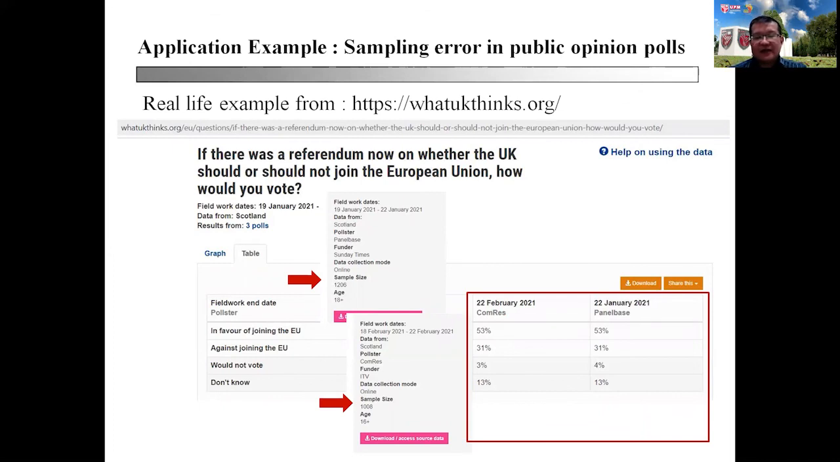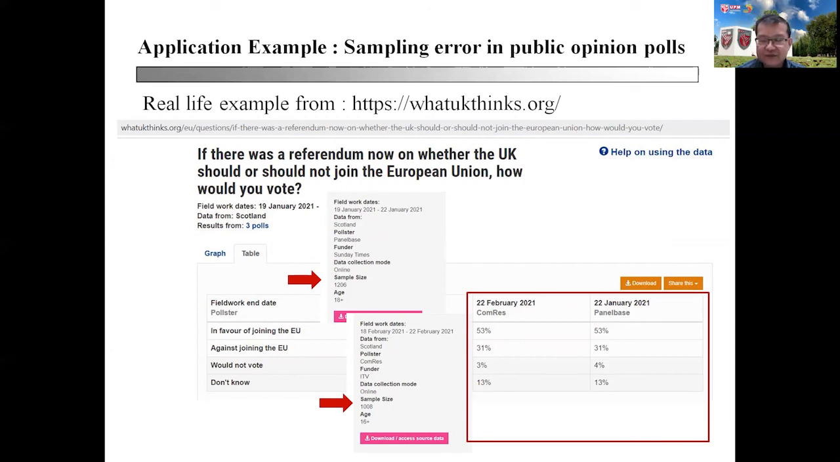Finally, let's look at applications of sampling or sampling error in public opinion polls. Remember, prior to this, we've been using the Z-score to multiply by SE in order to determine the error rate. Now, let's look at a real-life example from whatukthinks.org. This is a referendum conducted between 19 January to March, January 2021. This is asking the Scottish what is their likelihood to join the European Union following their Brexit.